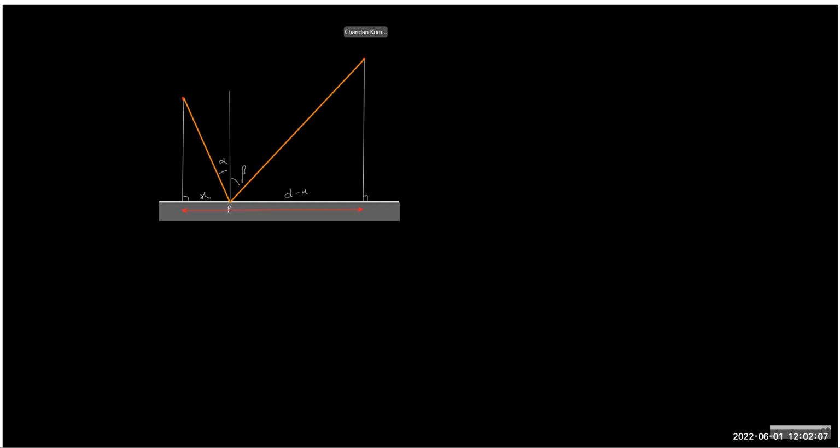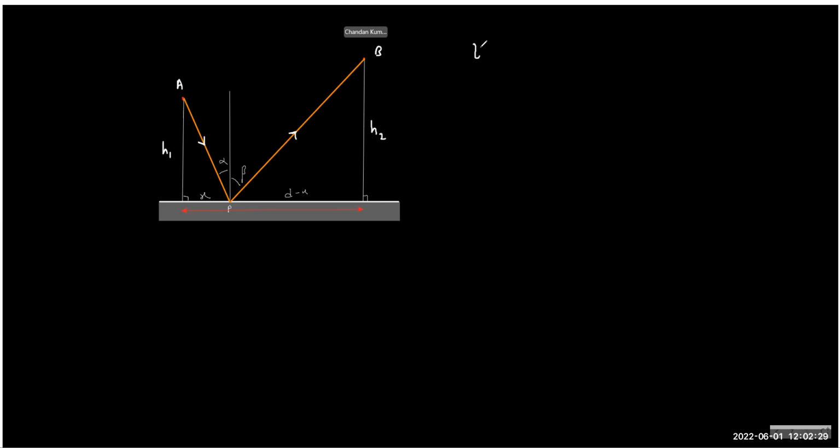So d is the separation, and alpha and beta are the angles. Let's call the height h1, this height h2. We don't know that. We are just checking random points. So the light ray will travel from A to P and P to B.